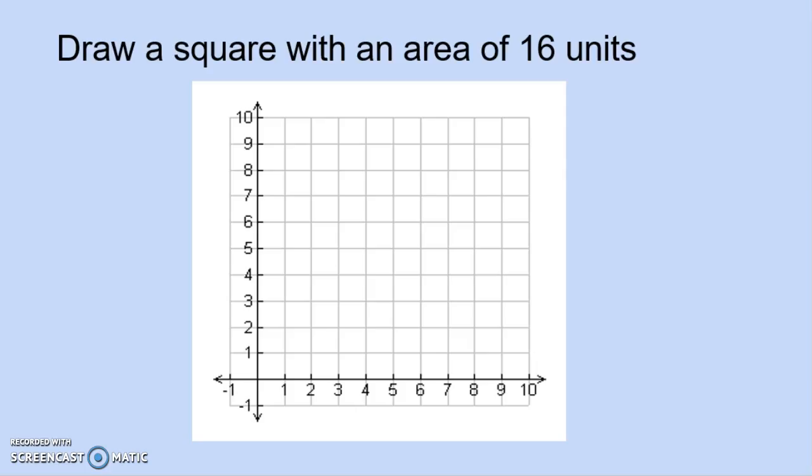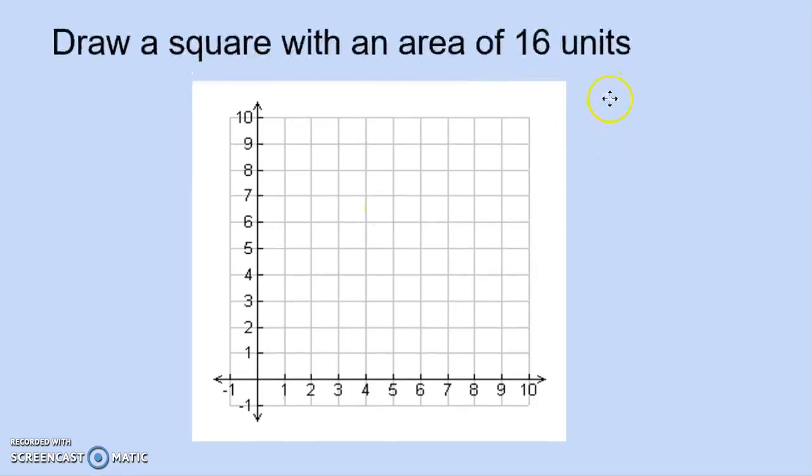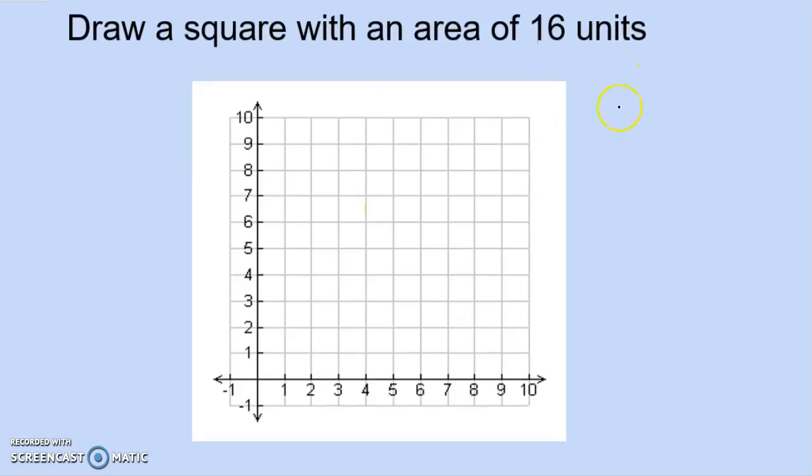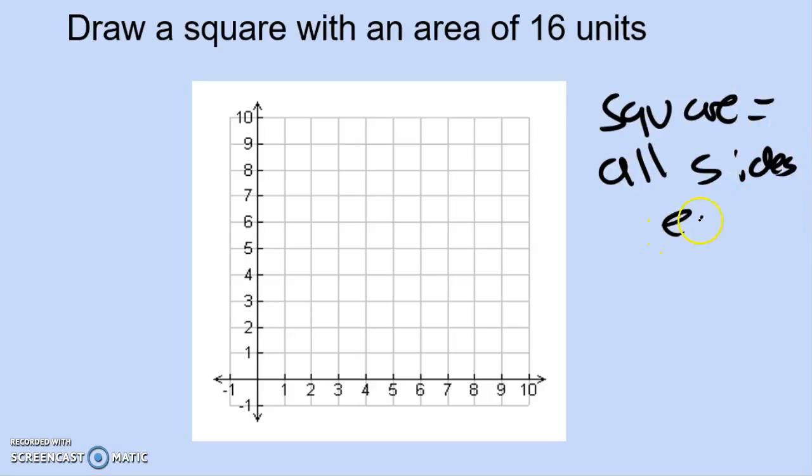Alright, so now we need to draw a square with an area of 16 units. Now we know that a square means that all sides are equal. So when you draw your square, you know that all the sides need to be equal. So there's only one way we can do this.